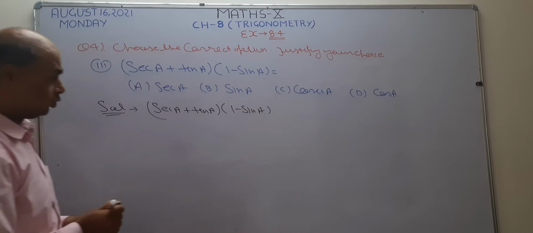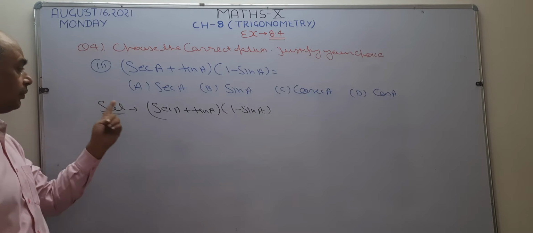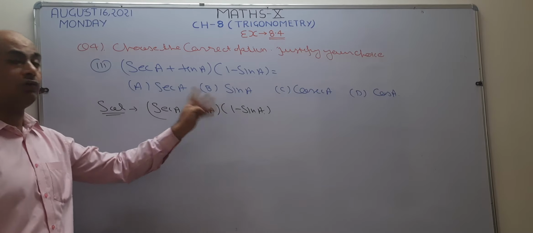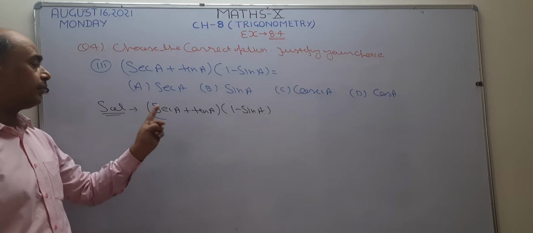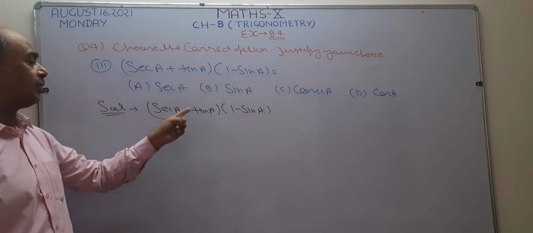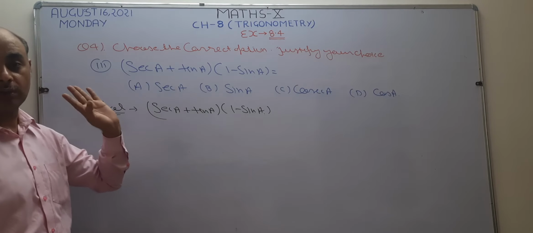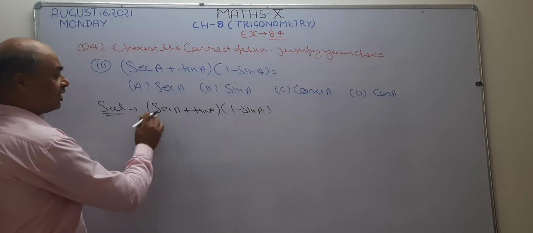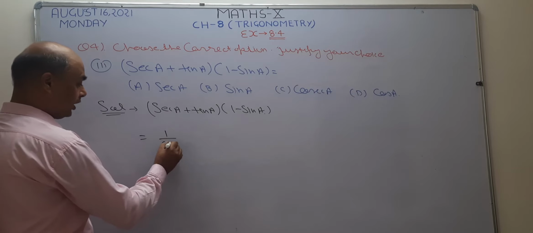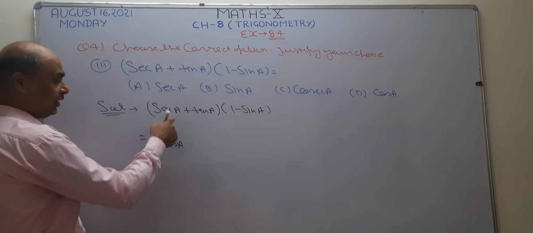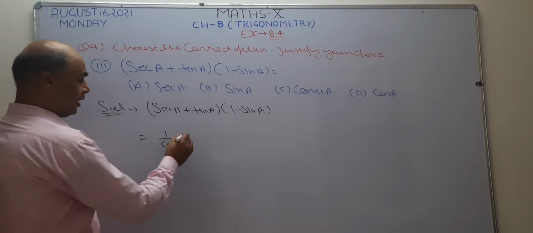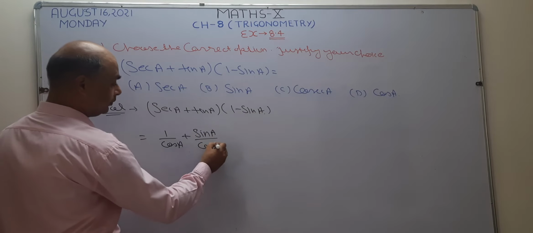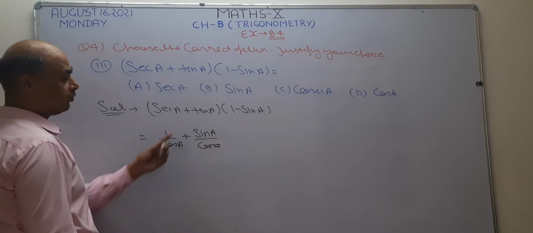Now I want to use the four steps. First step, I will use identity. Squares are not there, so the first step is going to cancel. Now what is the second step? Convert every trigonometric ratio in terms of sine and cos. So I am going to use secant. Secant theta is the reciprocal of cos, so instead of secant theta I write 1 by cos. And tan A, in terms of sine and cos, is sine by cos theta.